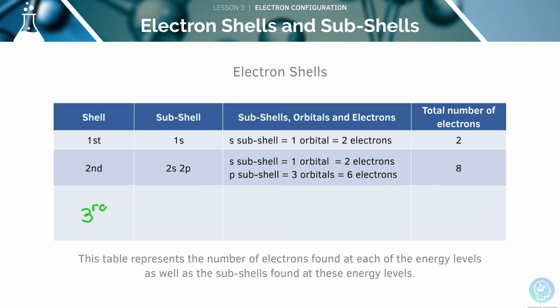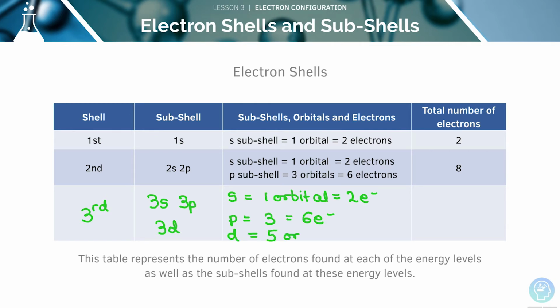Finally, in our third shell, we'll have a 3s, a 3p, and a 3d subshell. Similar to before, in our s subshell we'll have 1 orbital holding 2 electrons. We'll have a p subshell holding 3 orbitals and 6 electrons, and a d subshell, which is going to have 5 orbitals, which gives us 10 electrons. Our total number of electrons, therefore, will be 18.